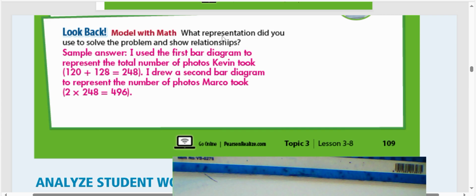Model with math. What representation did you use to solve the problem and show relationships? We can use the first bar diagram to write the number to find the total number, equal to 120 plus 128. Then multiply this number by 2. We do a second bar diagram to represent the number of photos Marco took. 2 times 248 equals 496.